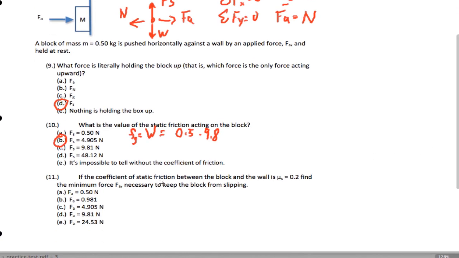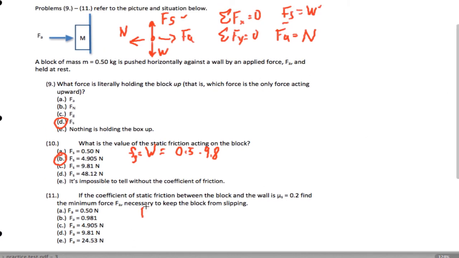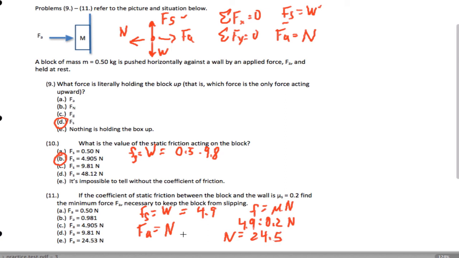Now I can move on and say if the coefficient of static friction to hold is 0.2, we want to know the applied force. So let's use our little balanced equations from this first part here. So we have the friction force equals the weight, which is 4.9 from the previous one. And we also know that the applied force and the normal balance out. So I have friction is mu times N. 4.9 equals 0.2 times the normal force. So I get a normal force of about 24.5. And since we know the normal force has to balance the applied force, we get answer E for the applied force.